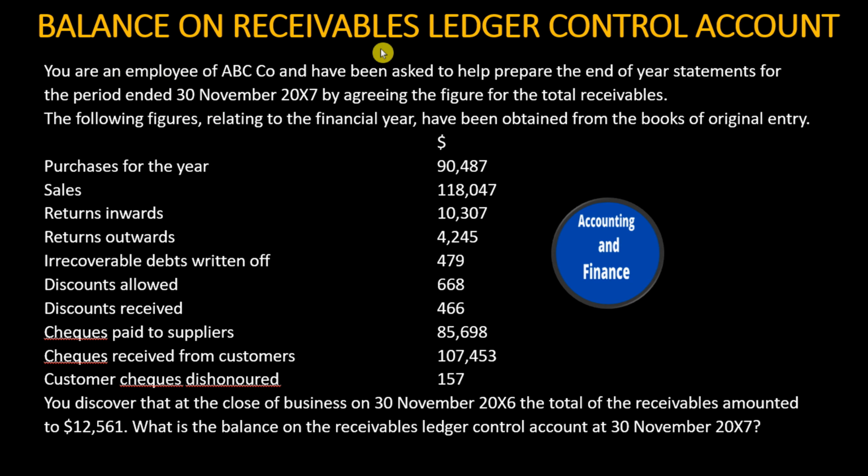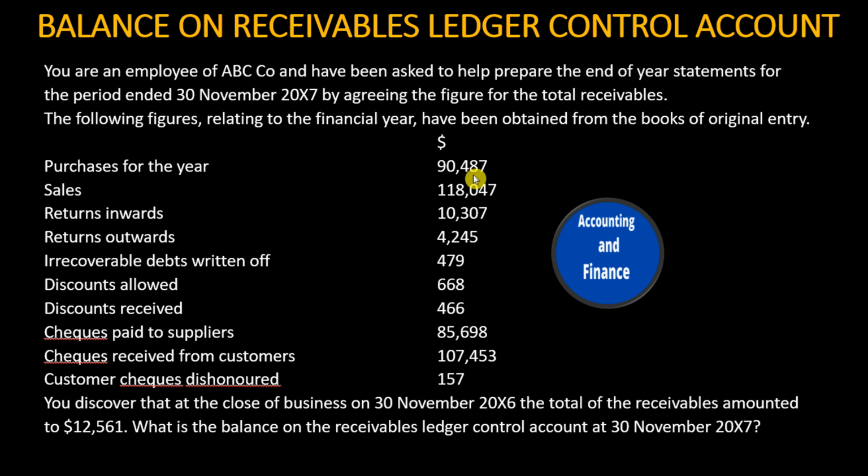Balance on receivables ledger control account. You are an employee of ABC Co. and have been asked to help prepare the end-of-year statements for the period ended 30 November 20X7 by agreeing the figure for the total receivables. The following figures relating to the financial year have been obtained from the books of original entry.